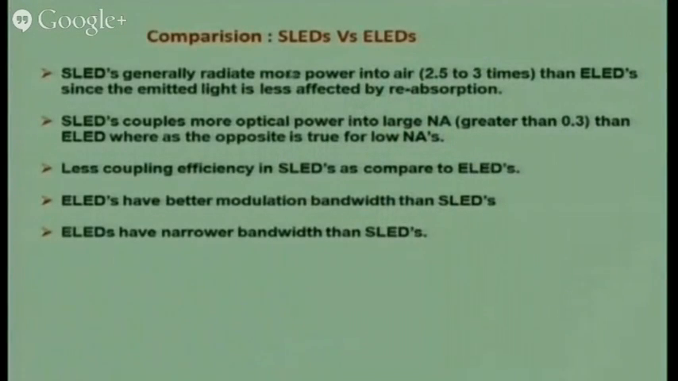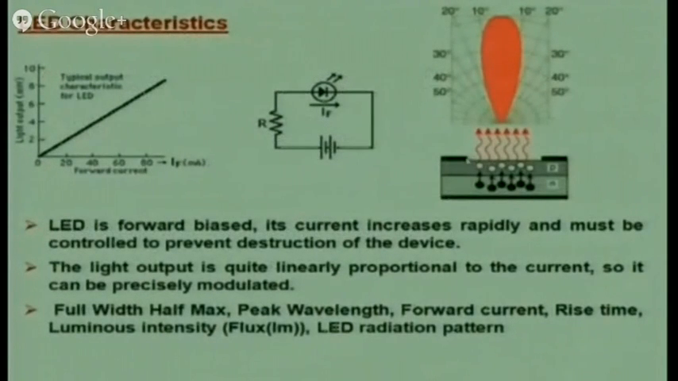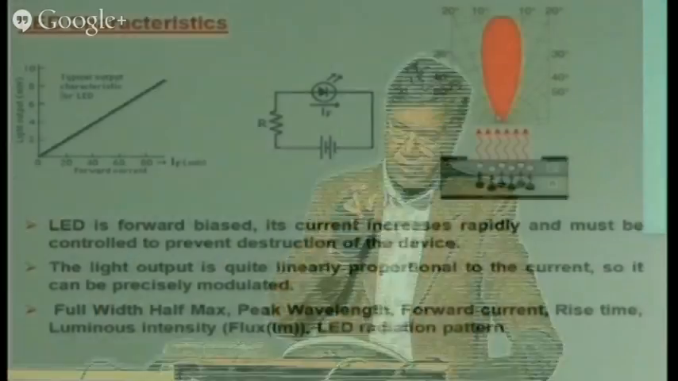So once I need to compare what SLEDs or ELEDs are. SLEDs give me slightly better bandwidth. ELEDs give me slightly more confined spectral bandwidth. SLEDs give me more output, but ELEDs give me slightly lesser output, but it is more coherent, and I can confine it to single mode, whereas this I can confine to multimode fiber. Right, so this is what the comparison is. If I see the LEDs, the pattern of output is of this type. It is Lambertian type. It is not a single beam.